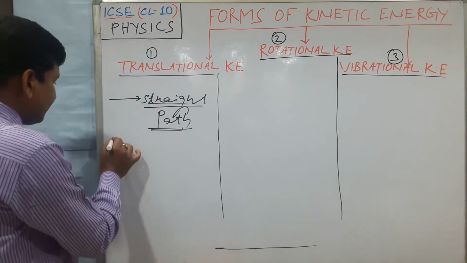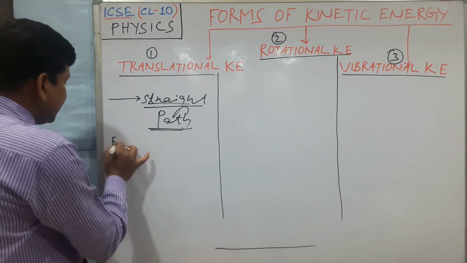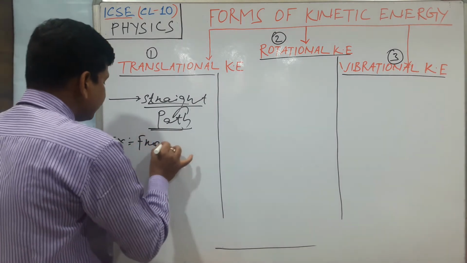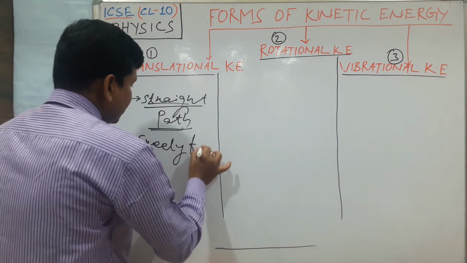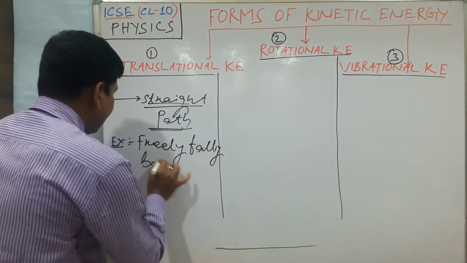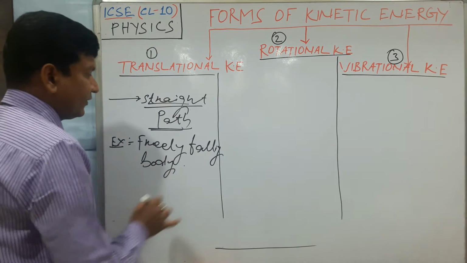So what is the example of the translational kinetic energy? The example of this will be a freely falling body. A freely falling body will be having the translational kinetic energy.